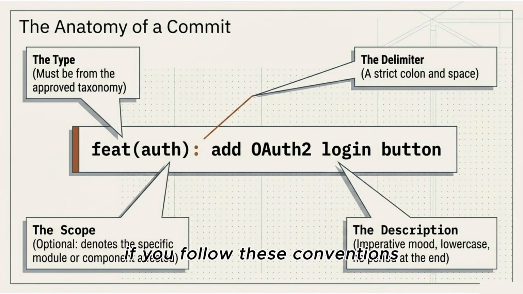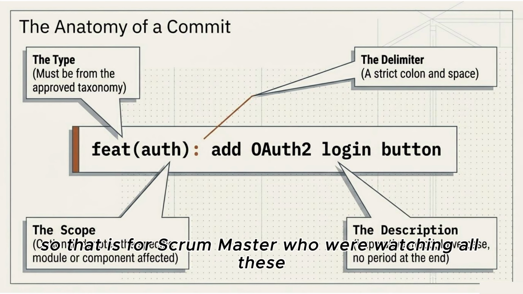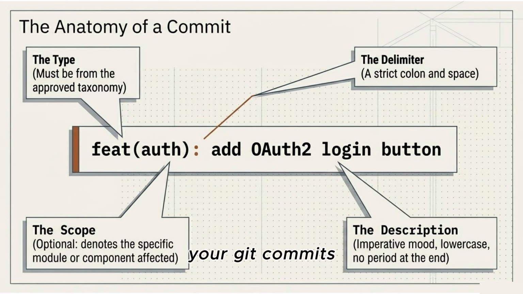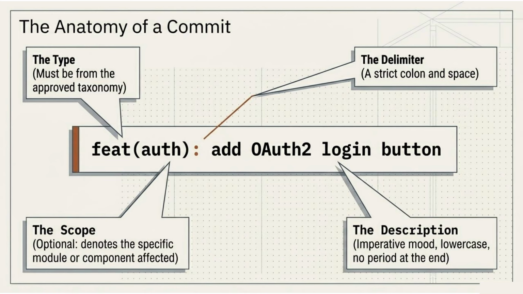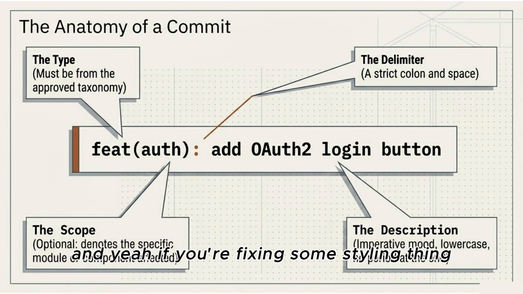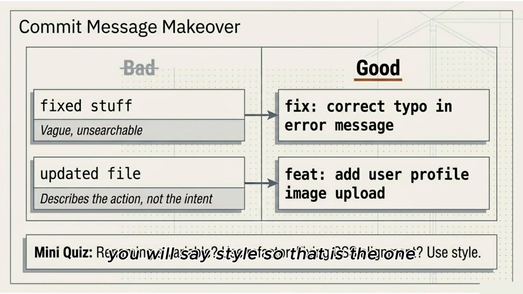If you follow these conventions, then your GitHub commit history looks readable and easily understandable, and you can easily do filtering also. That is good for a scrum master who is watching all these git commits. They can easily understand, okay, this developer is following good conventions. And if you're fixing some styling thing, you will say style.